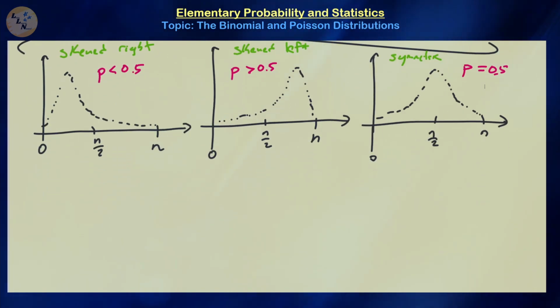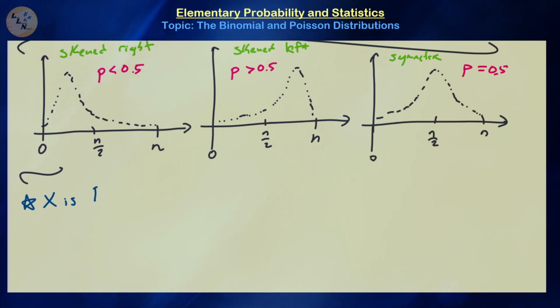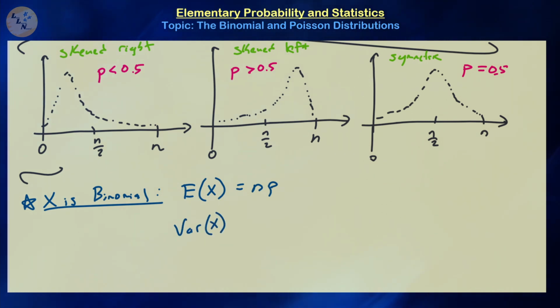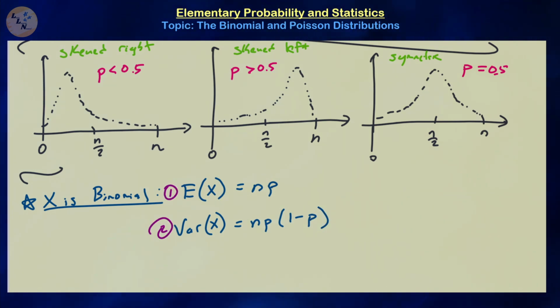Now, since x is a random variable, it's going to have formulas for its expected value. If x is binomial, then the expected value of a binomial random variable is going to be equal to n, the size of the sample, times the probability of success. And the variance of that random variable is going to be n times p times 1 minus p. You might ask, where do these two formulas come from? I'll go through the proof of the expected value formula in just a couple seconds, and I'll sketch out the proof for the variance formula too.